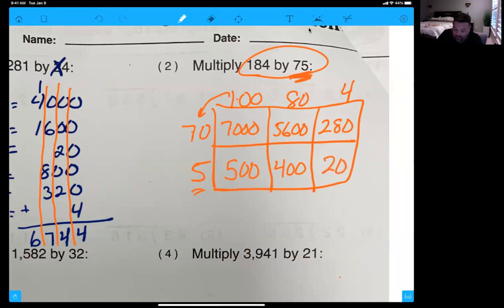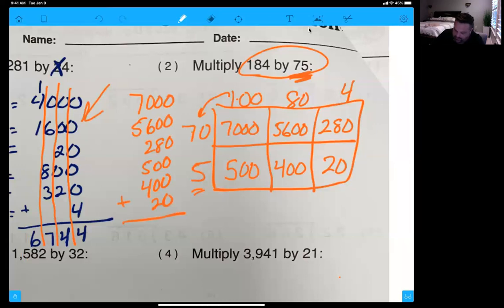Now we get the same problem that we had over here with this one, is now you've got to bring these out and line them up. 7,000, 5,600, 280, 500, 400, and 20. Oh, see, all right. See how quick I'm an expert at this, and I just messed up. And then add them all together to get 13,800.